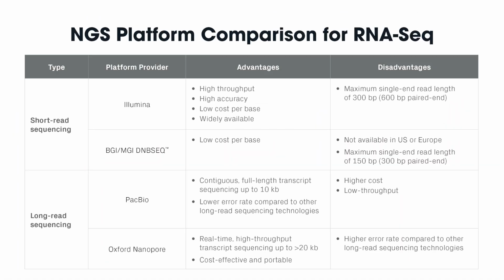While several platforms are available for RNA sequencing, each has an advantage and disadvantage depending on the situation. For example, this platform comparison table can help you decide which is best suited for your RNA-seq project. Many RNA sequencing experiments utilize short-read platforms. This is due to their low cost per base pair, high accuracy, and high throughput capabilities.